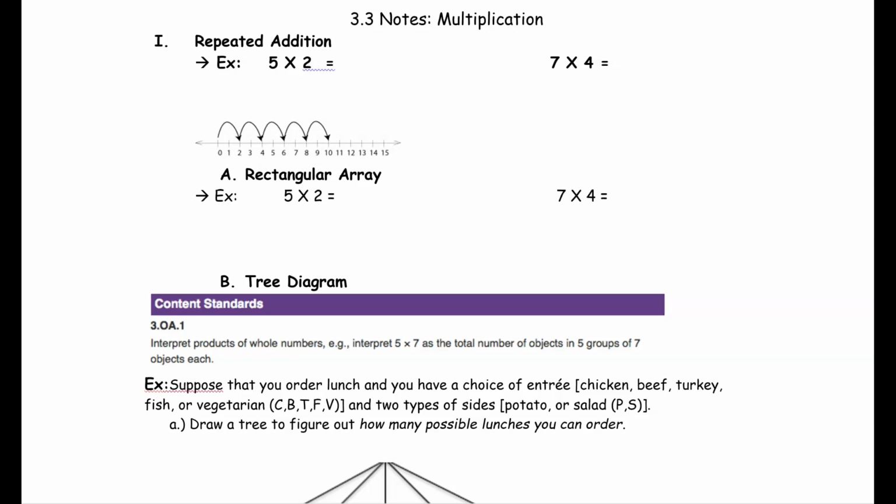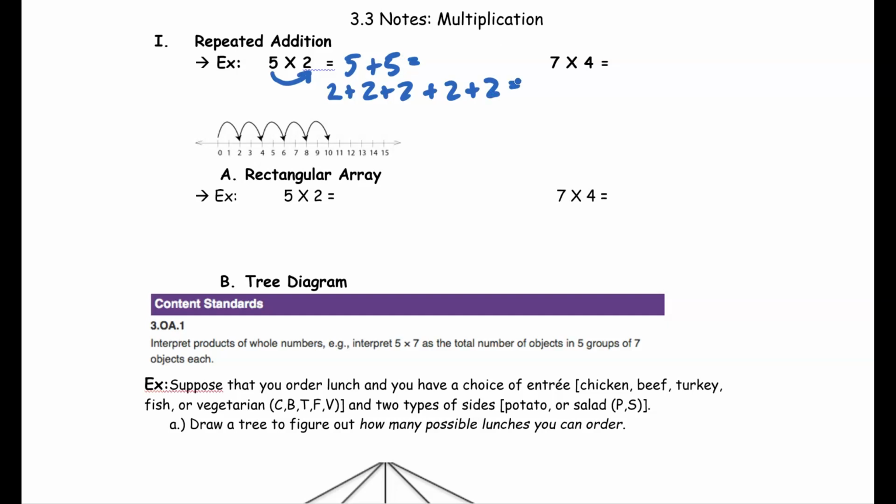So for example, 5 times 2, what does that mean? It basically means take 5 and add it twice. So you can write 5 plus 5. So this is saying I want 2 groups of 5. The other way that you could think of it is I want 5 groups of 2. So you can add up 2 plus 2 plus 2 plus 2 plus 2.